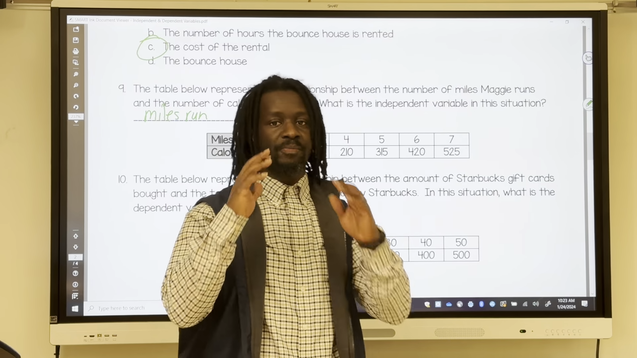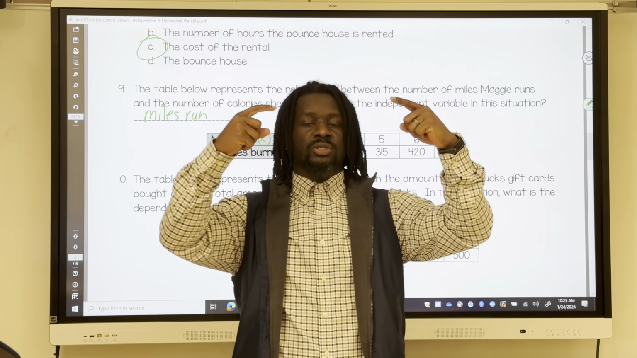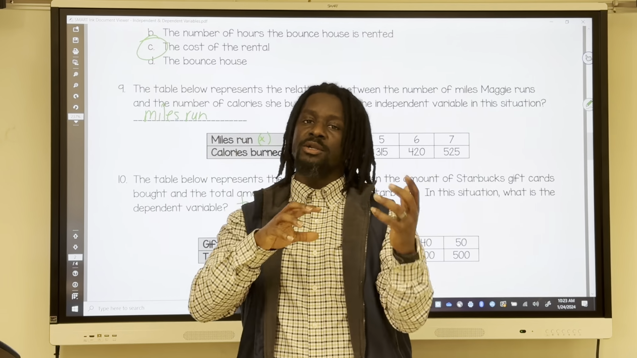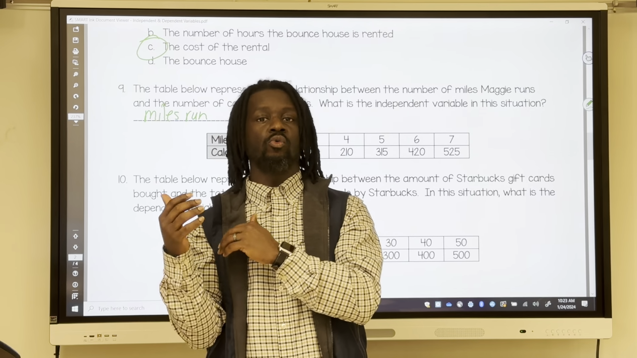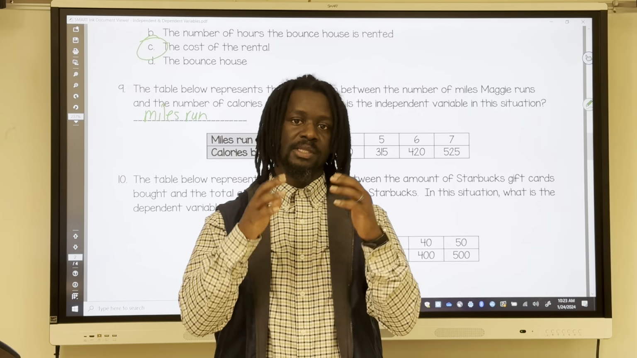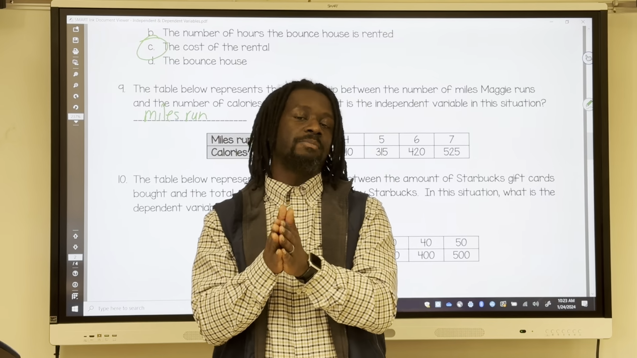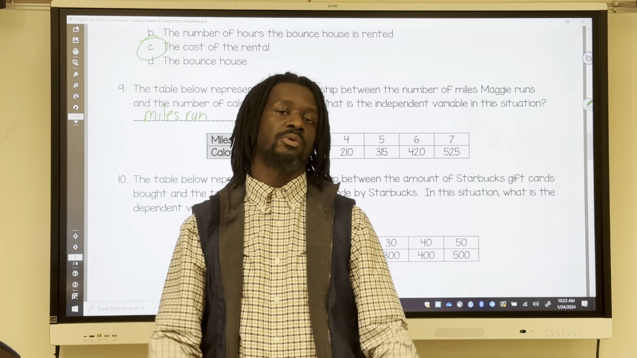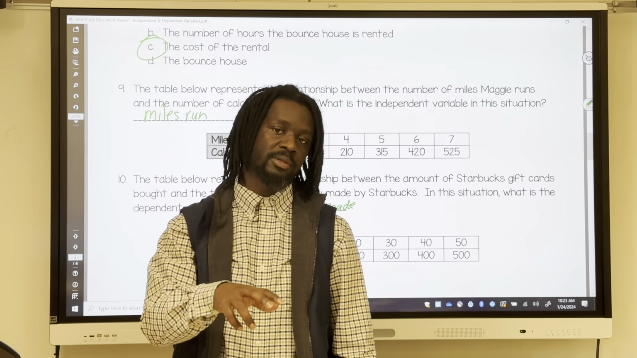Okay, so again, the best tip I can give you is to read the problem, make sure you understand, and look for which one causes the other, okay? Which one is dependent on the other, okay? Hopefully this has helped you understand the independent and dependent variables, and how to determine which is which in a given function word problem scenario.